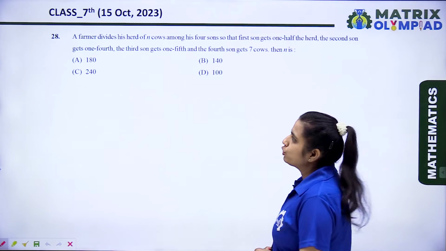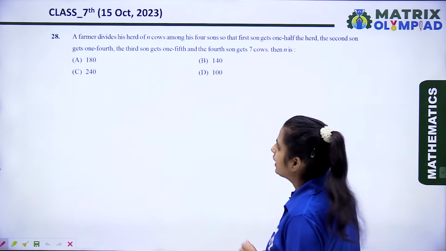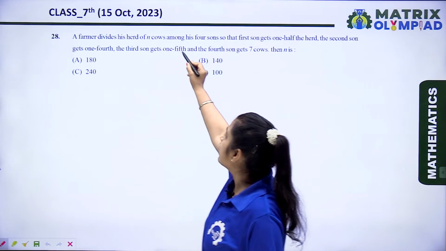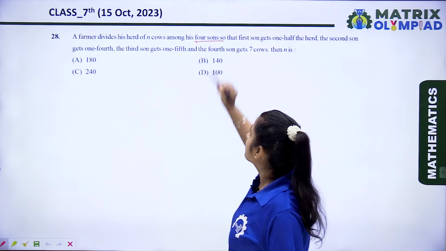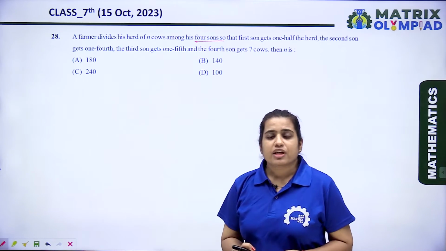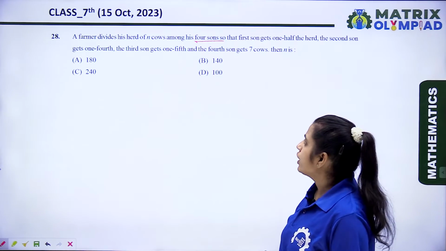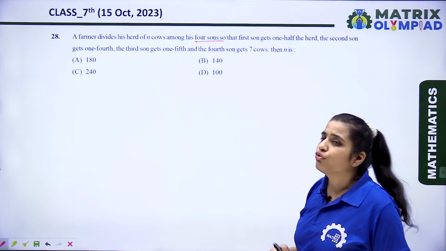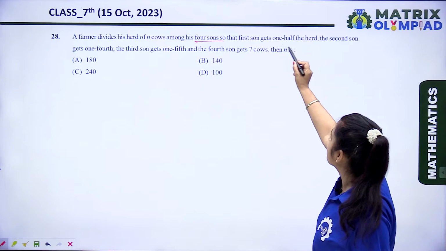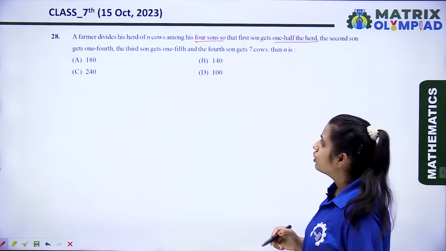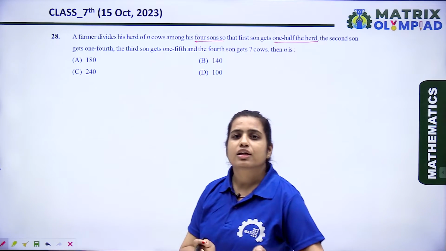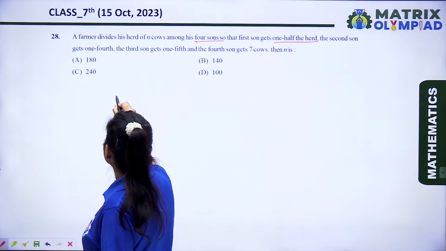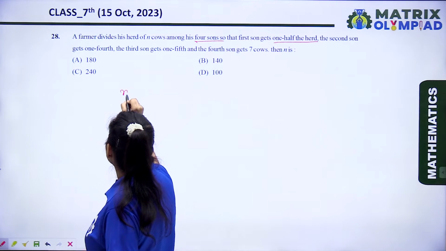Now here comes the next question. Next question is question number 28. In this question, a farmer divides her herd of n cows among his 4 sons. यहाँ पर एक फार्मर है, फार्मर के पास n number of cows है और वो क्या कर रहा है? He wants to distribute them among his 4 sons. Now the first son gets 1/2 the herd. जो भी total number of herd है उसका कितना मिल रहा है? 1/2.